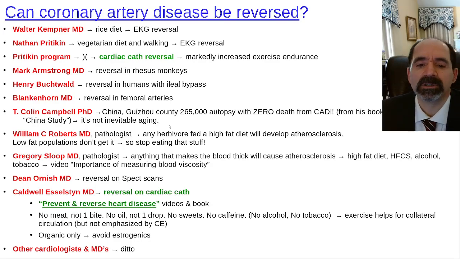Dean Ornish showed reversal of coronary artery atherosclerosis on SPECT scans, where the heart perfusion improved following the patient being put on a vegetarian diet. Caldwell-Esselstyn then wrote sort of the classic book on reversal of coronary artery disease called Prevent and Reverse Heart Disease. You don't need to buy the book if you don't want. Just watch his videos. He's got lots of videos online. And sort of the famous paper was from the July 2014 issue of Family Practice.